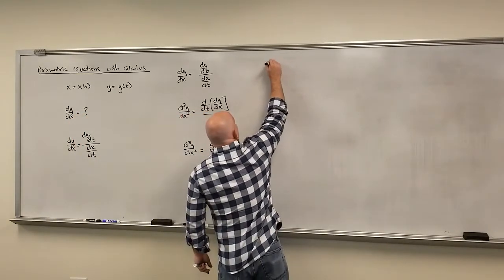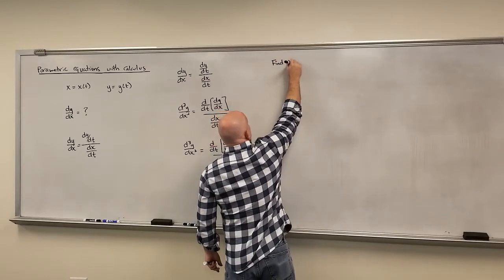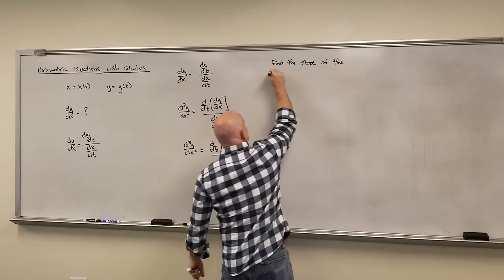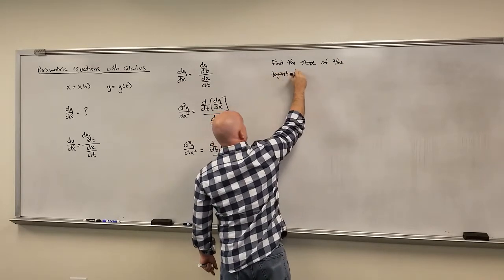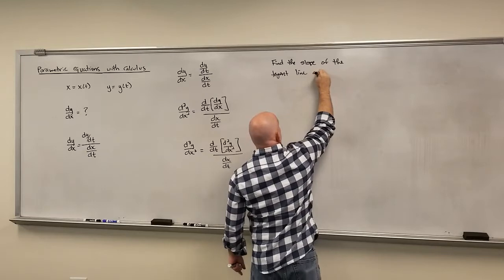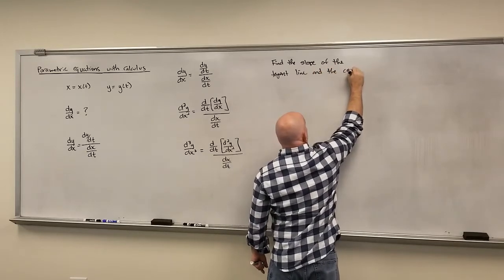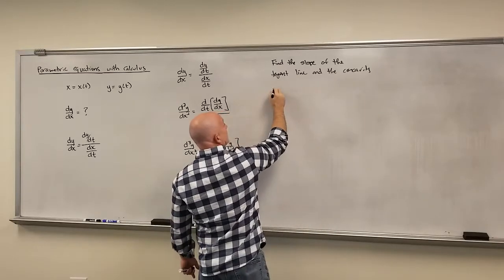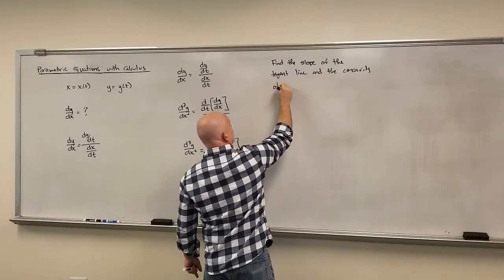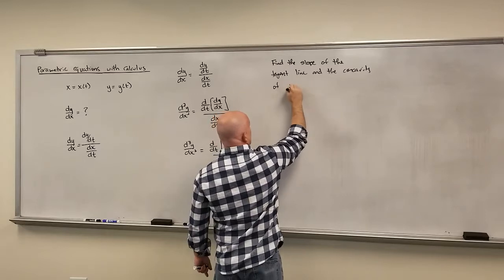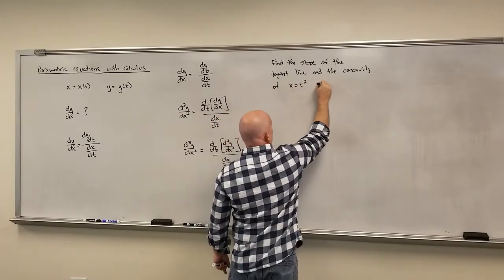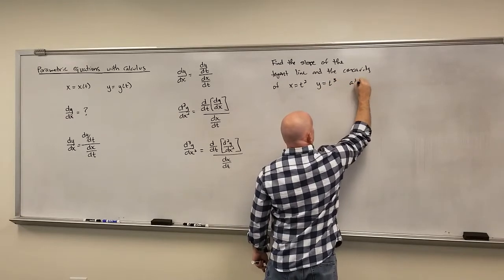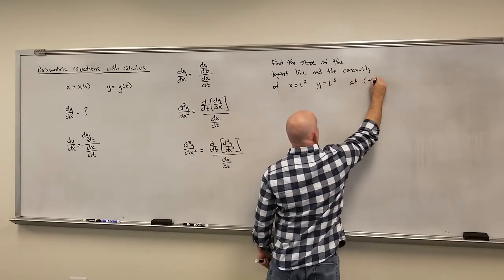Let's find the slope of the tangent line, let's say, and the concavity of, how about x is equal to t squared, y is equal to, let's make it easy, how about t cubed? And let's say at the point (4, 8).